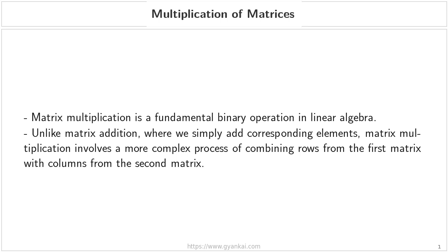Instead of a direct element-to-element calculation, it requires us to combine the rows of the first matrix with the columns of the second matrix. As we move through the following slides, we will discuss the specific conditions required for this operation to be possible and walk through the step-by-step mechanics of the row-by-column rule.